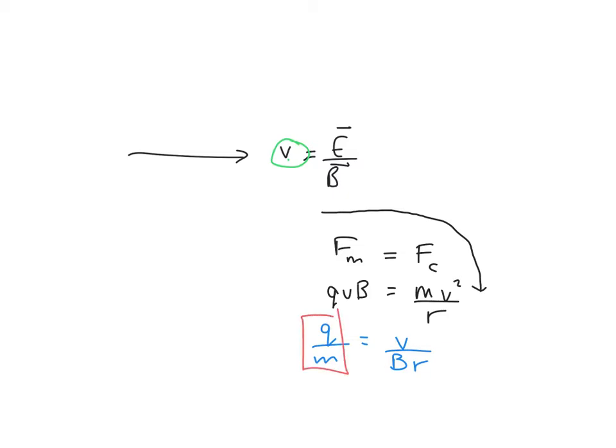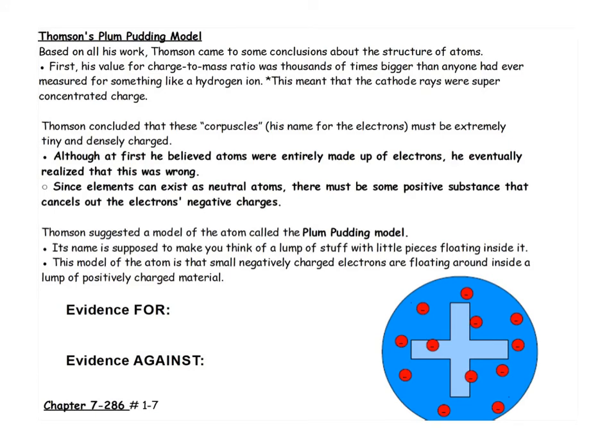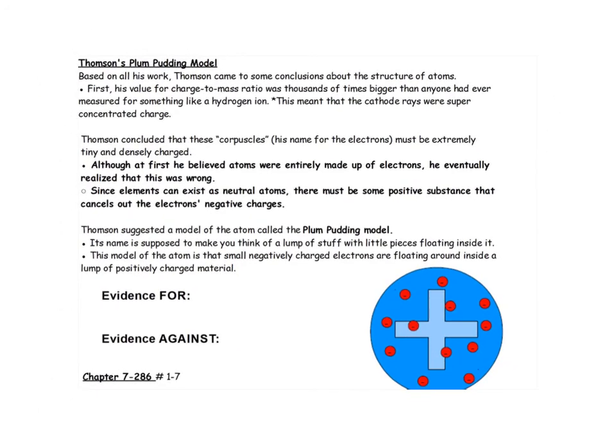So this was the charge to mass ratio equation, and this is what we could use to calculate the charge to mass ratio of that electron. And you'll have some practice questions this week where you're dealing with that type of selector relationship.